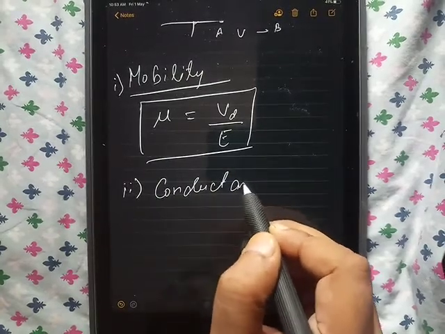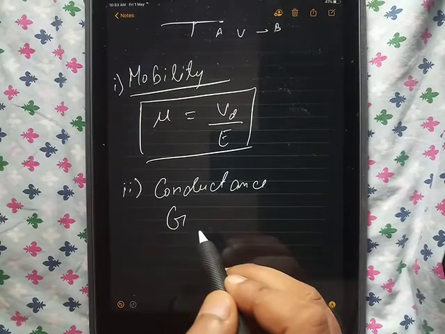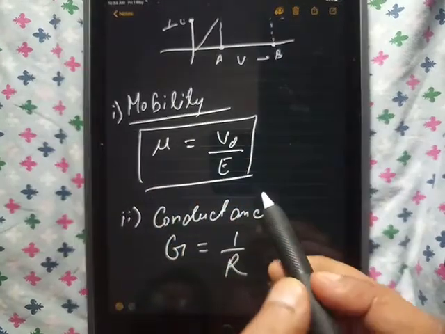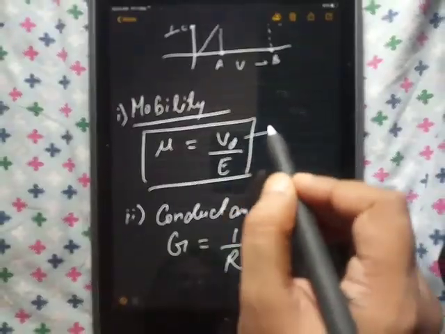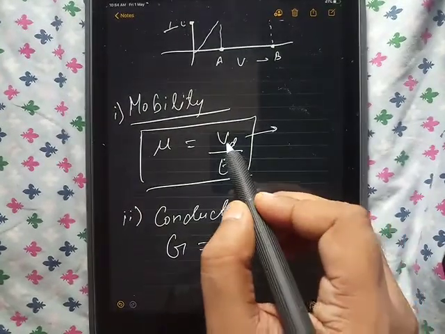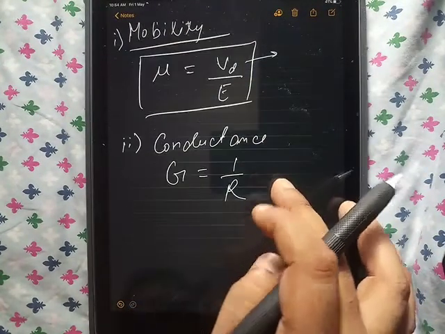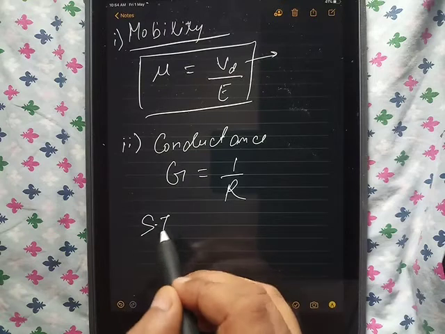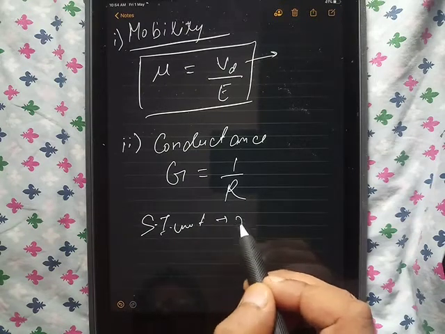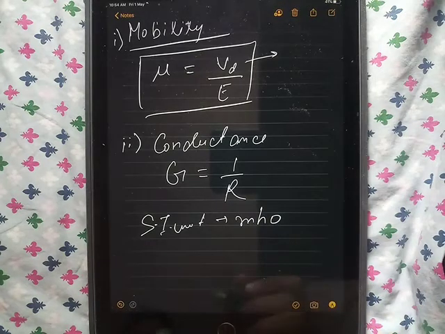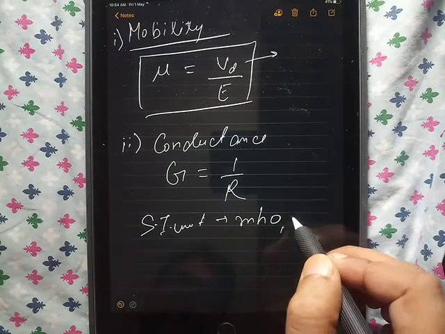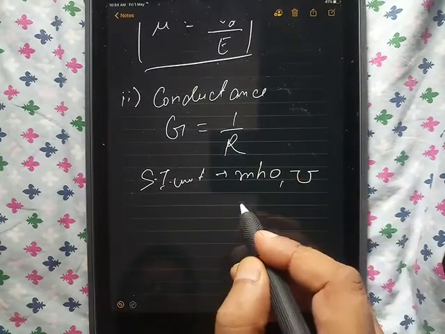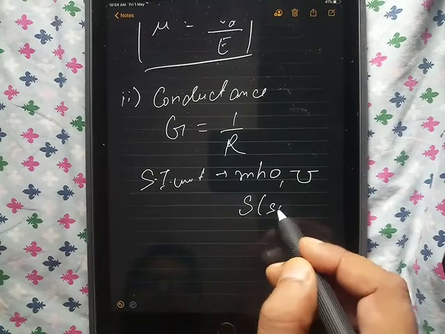Conductance is represented by G. It is the reciprocal of resistance. SI unit of mobility is meter square per volt second. The SI unit of electric field is Newton per Coulomb, and drift velocity is meter per second. SI unit of conductance, the reciprocal of resistance, is written as mho, represented as inverse ohm, or Siemens, S.